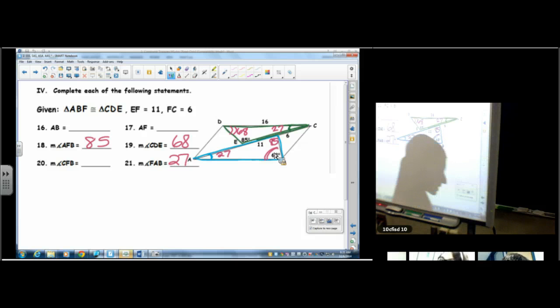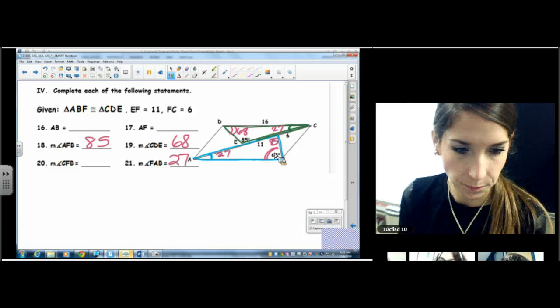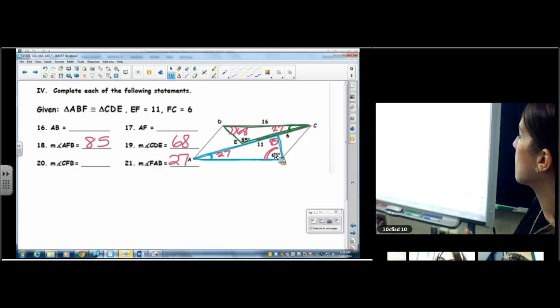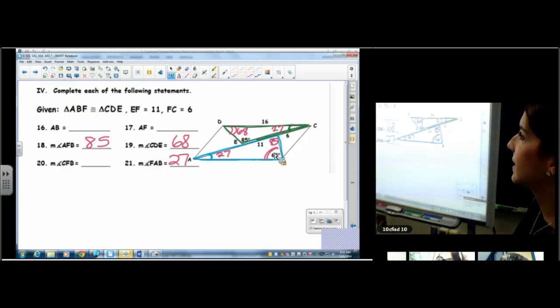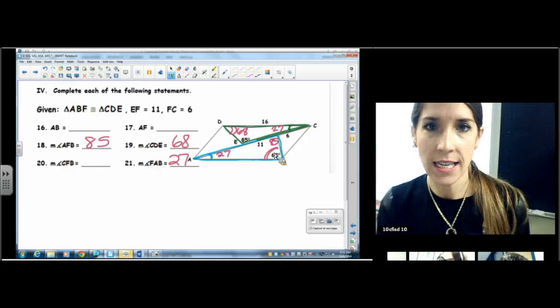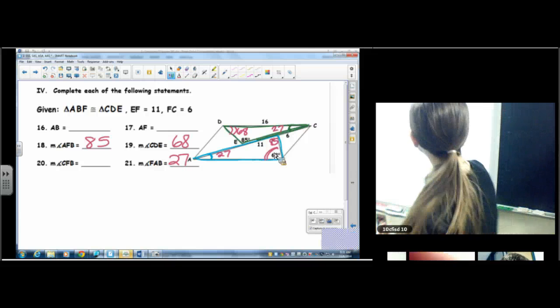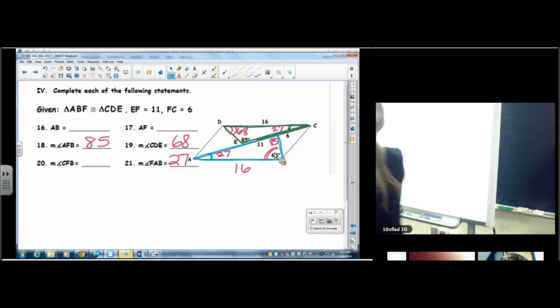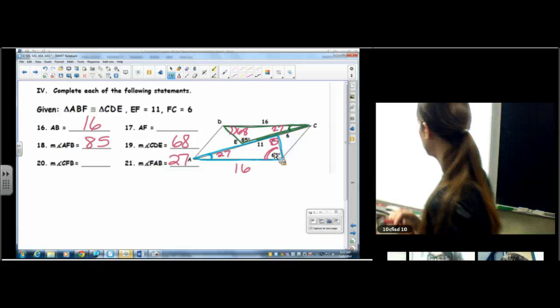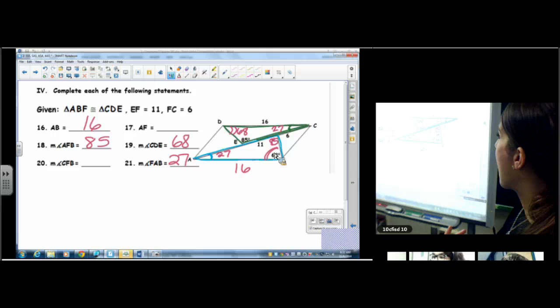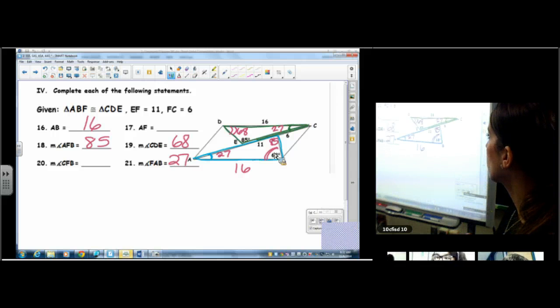Okay, now it's asking for some sides. Side AB. Well, AB is listed first and second. CD is listed first and second, so AB is congruent to CD. CD is 16, therefore AB is 16. AF. Well, let's see.